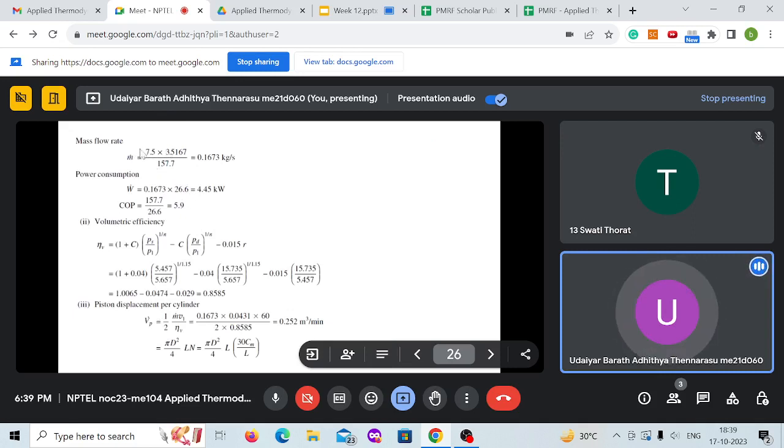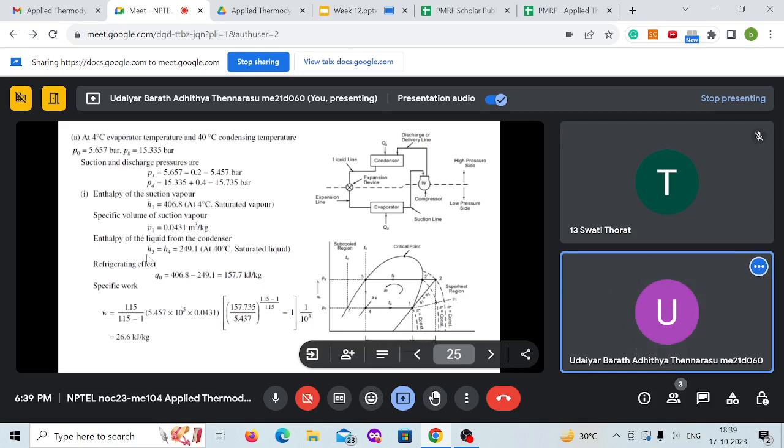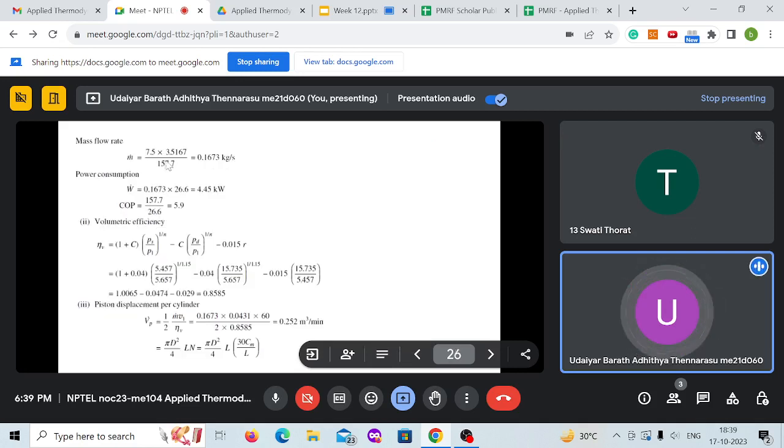In the problem, it is given that it is designed for a 7.5 ton refrigerator. So 7.5 into 1 ton is 3.52. We can use 3.52; here it's given 3.5167. So 3.52 kilowatt. So 7.5 into 3.52 divided by the refrigerating effect you have already found out will be equal to m dot into q naught, the refrigerating effect. So m dot will be 7.5 into 3.52, the capacity of the refrigerator, divided by your specific refrigerating effect. This will come out to be 0.1673 kg per second.